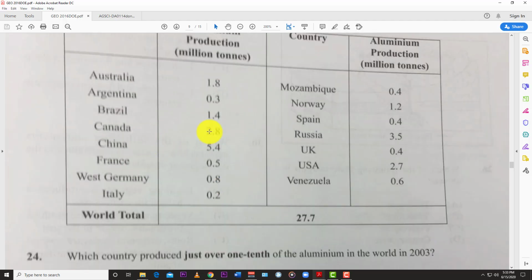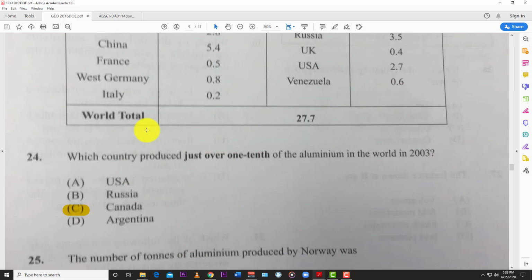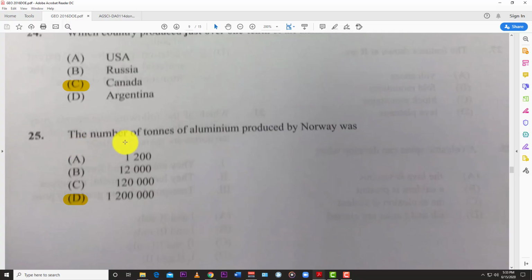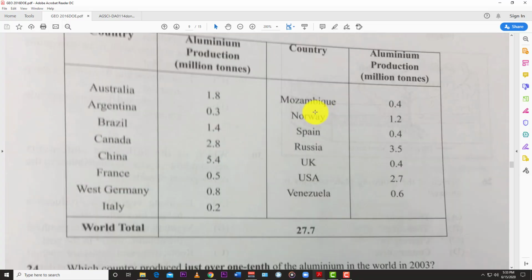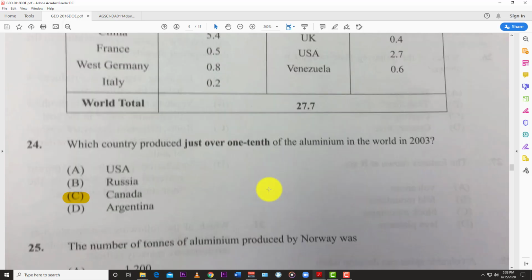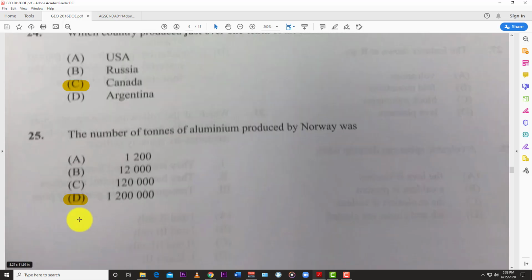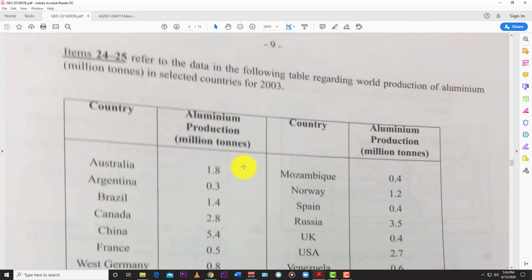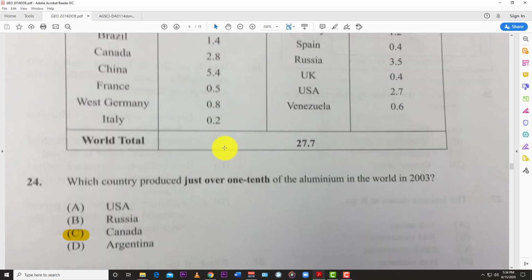All right, so you have Canada, 2.8. So do that as a fraction, as a percentage, and you can figure out which one is just over 1/10. All right, 25. The number of tons of aluminum produced by Norway was, you have Norway here, and you have 1.2. So that equates to 1,200,000, because the key says it's in million tons.